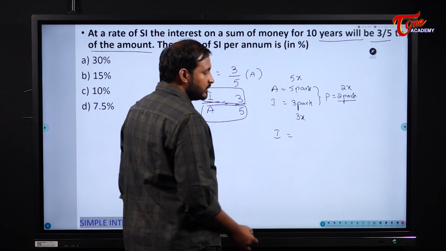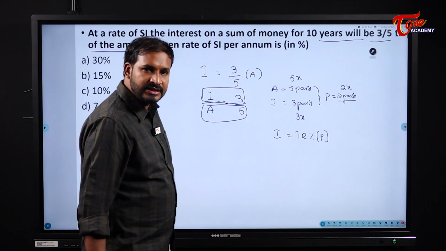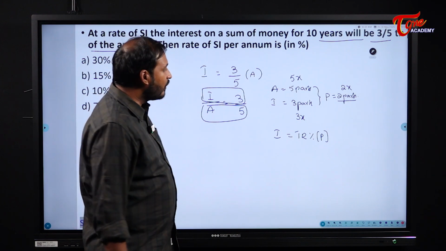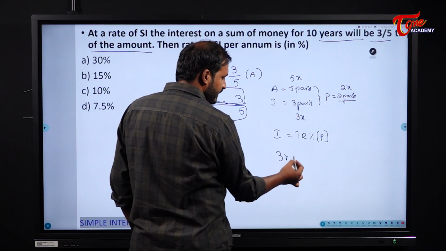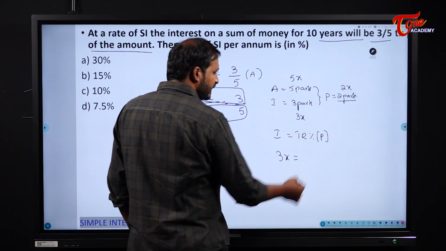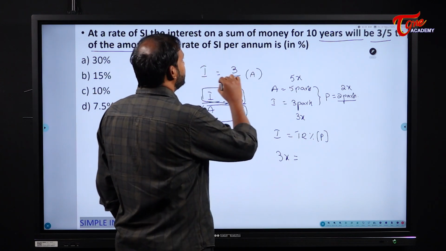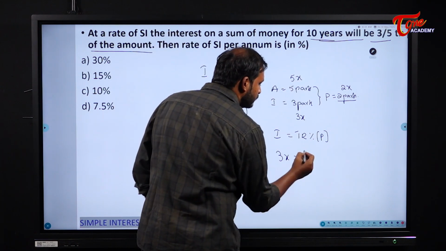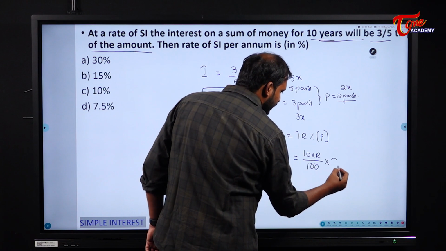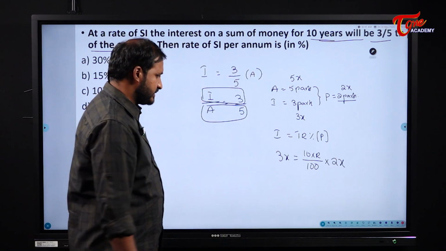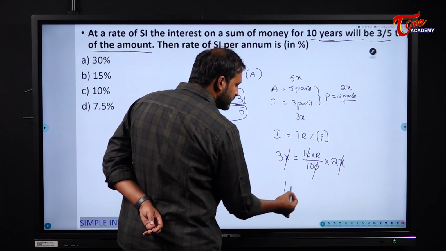Interest is equal to TR percentage of principal, right? We all know this. Please observe here. The interest is 3x. For your understanding, I am writing like this. 3x is equal to TR percentage, so what will you write, students? Time period. Does it mention the time period? Yes, 10. So 10 into R by 100 into the principal, which is 2x. So x will get cancelled as usual, and 0 gets cancelled.